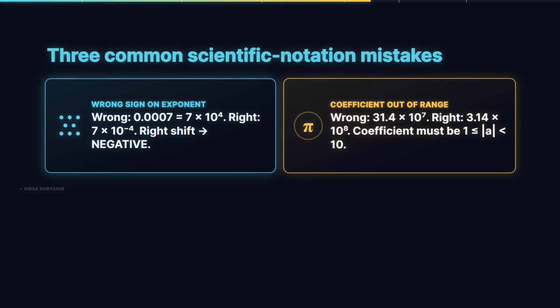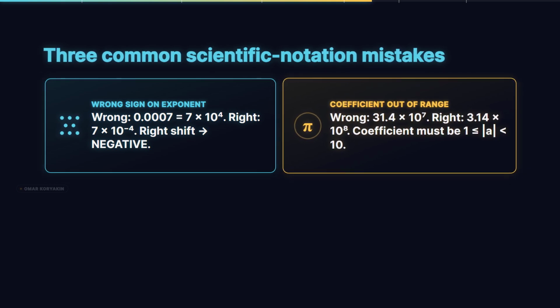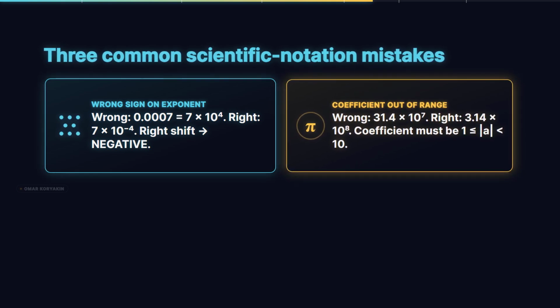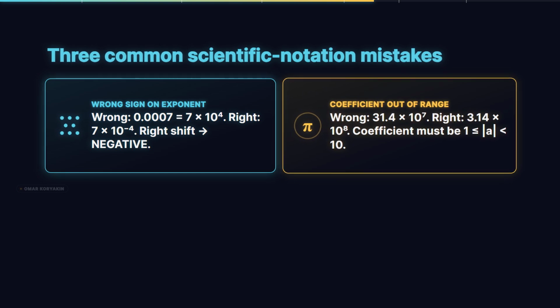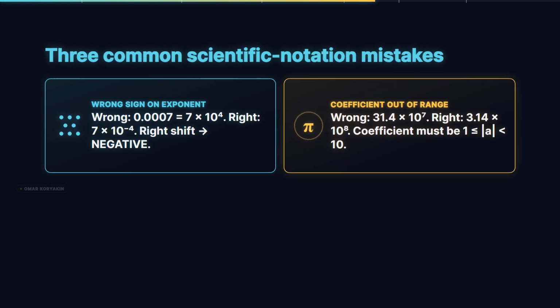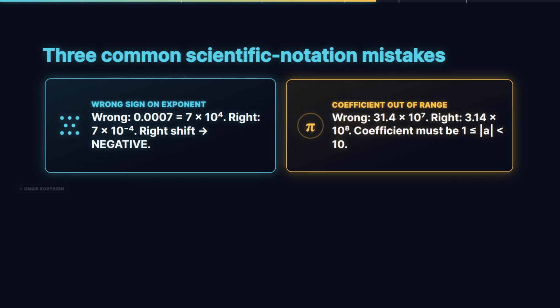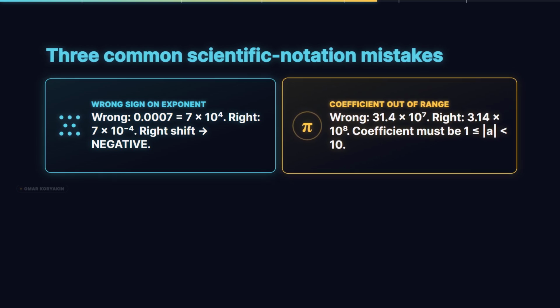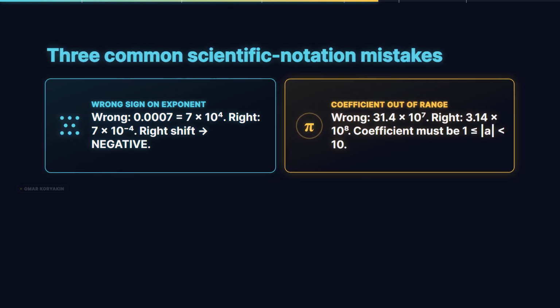Second mistake. A student writes a number like 31.4 times 10 to the 7th with a coefficient that is too large to be in scientific notation. The coefficient must satisfy 1 less than or equal to the absolute value less than 10.